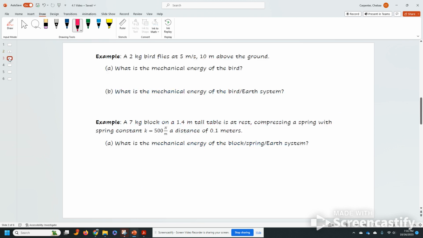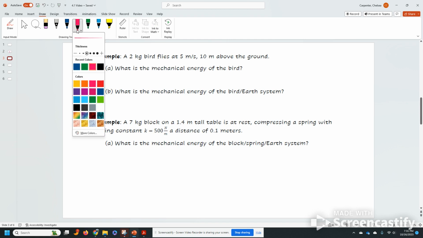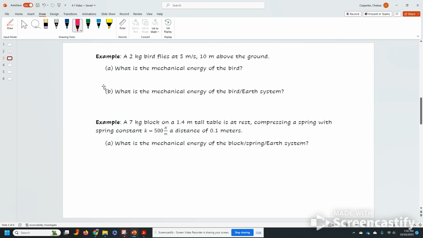Let's do some examples. So we have a 2-kilogram bird flying at 5 meters per second, 10 meters above the ground. What is the mechanical energy of the bird? Okay, so a bird can only have kinetic energy. So if we think about the bird itself, not relative to where it is, it just has kinetic energy. So 1/2 mass times the speed squared, which comes out to 25 joules of energy.